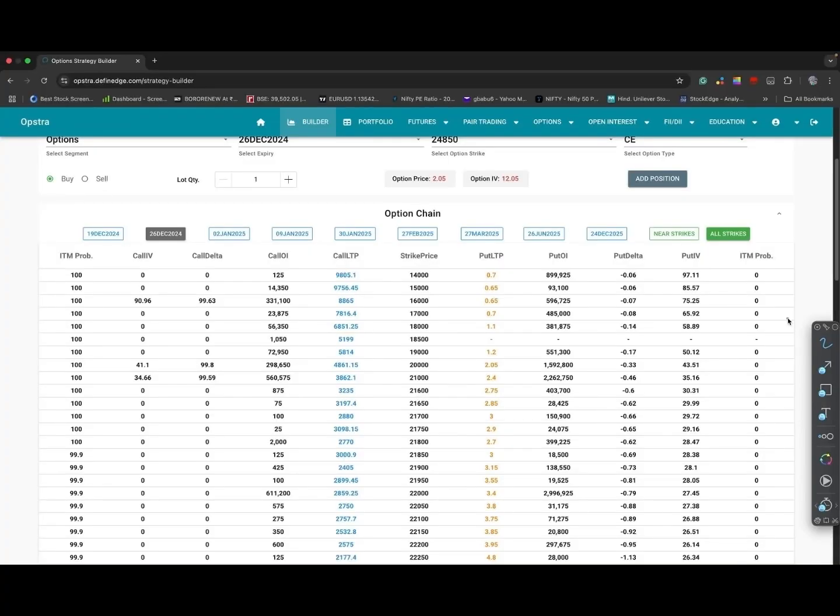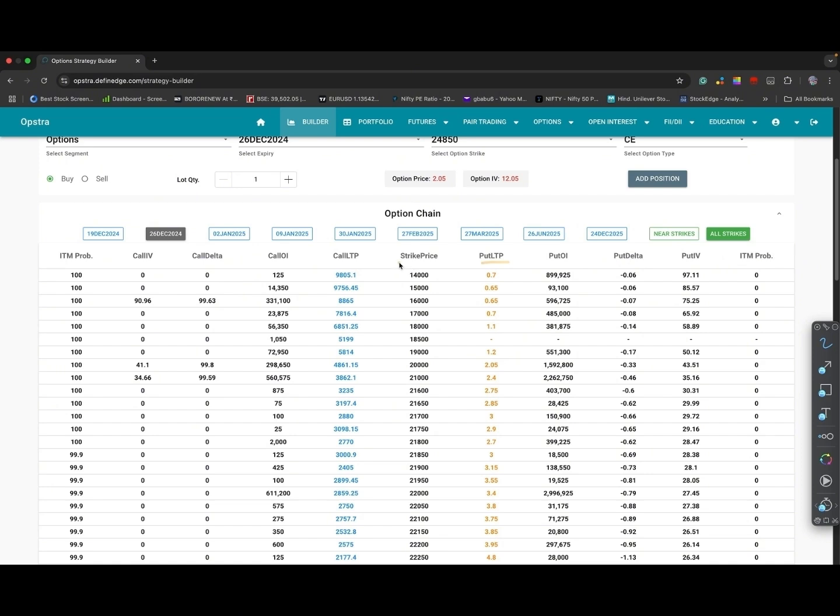In the option chain, there will be call and put. Call means buy, put means sell. Friends, on my screen, you can see the option chain. In the option chain, you can see the strike price. On the left side, you can see the call lot trading price, and on the right side, you can see the put lot trading price.